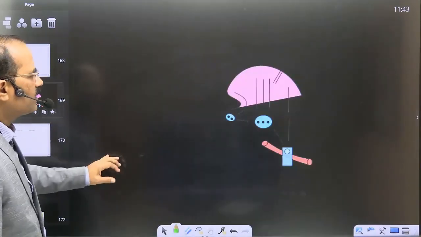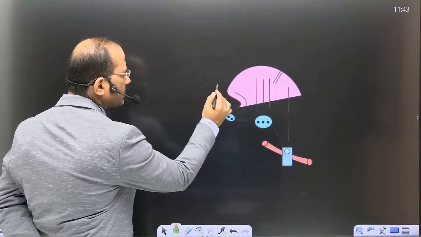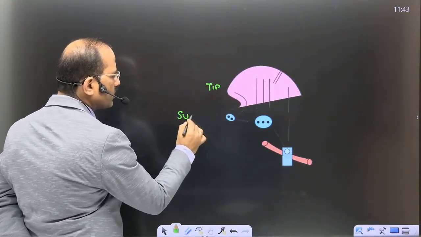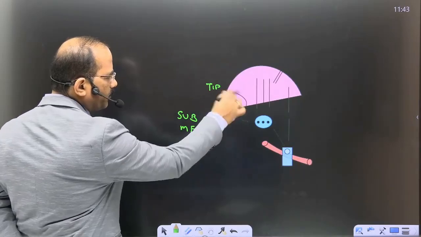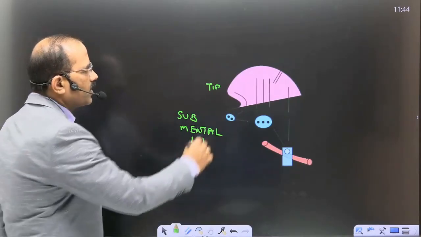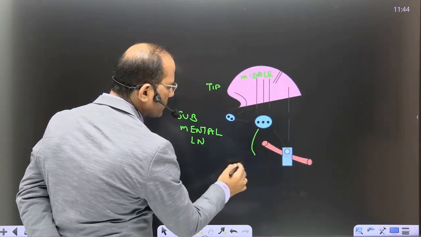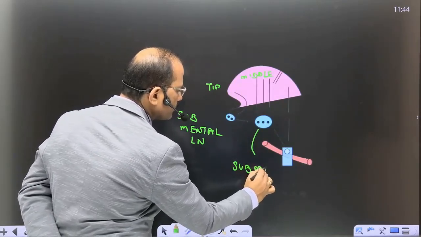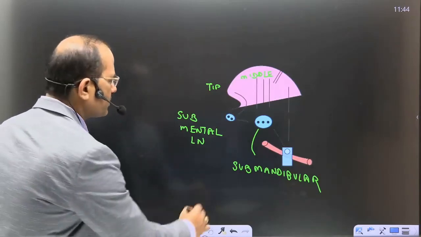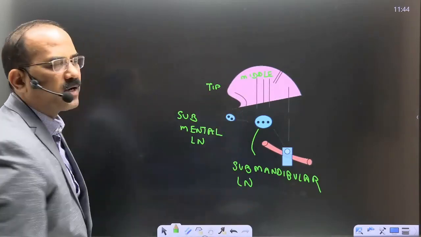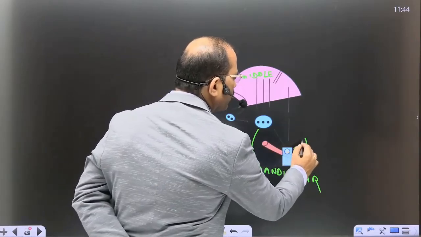Now understand this. Look, that's the tongue. The tip of the tongue drains into which lymph nodes? Submental lymph nodes. The tip of the tongue drains into the submental lymph nodes. The middle part of the tongue drains into, what is this group of lymph nodes? That's the submandibular. The middle part of the tongue drains into the submandibular lymph nodes. And the posterior part of the tongue drains into, yes, the jugulo-omohyoid lymph nodes.